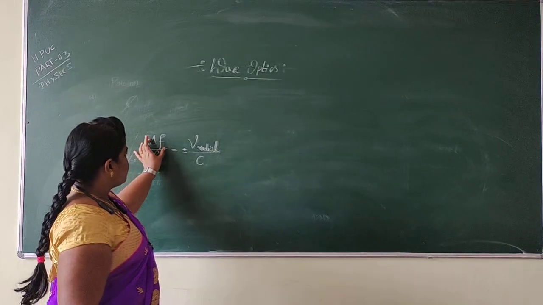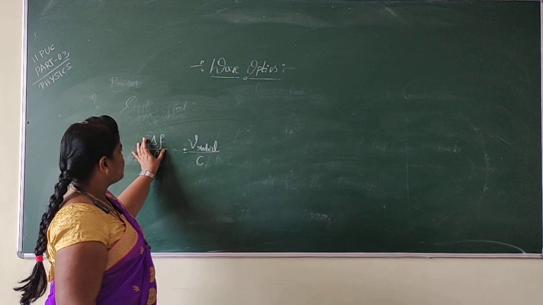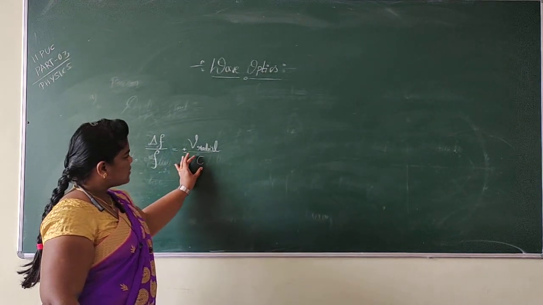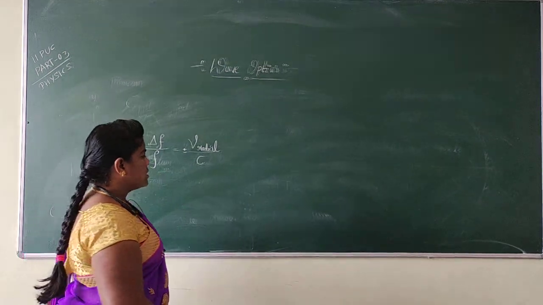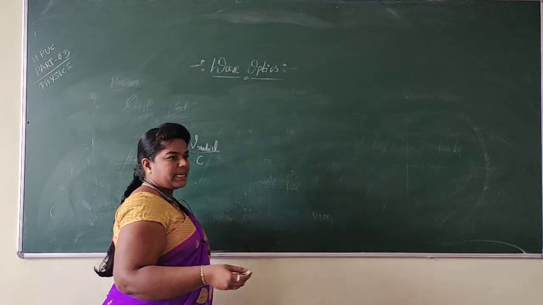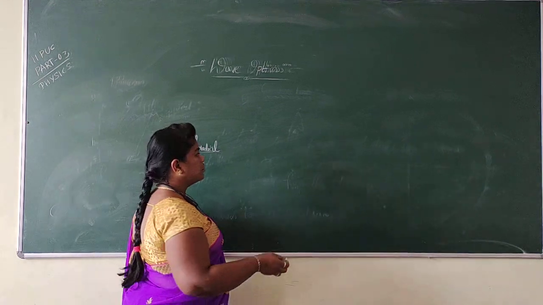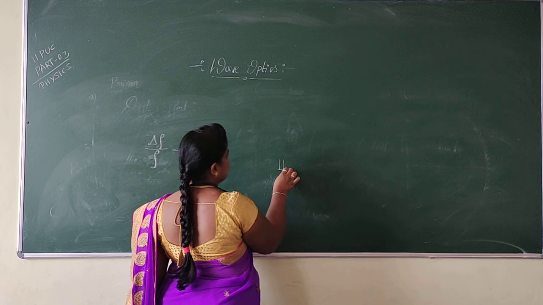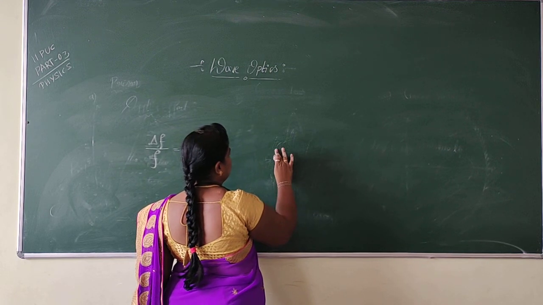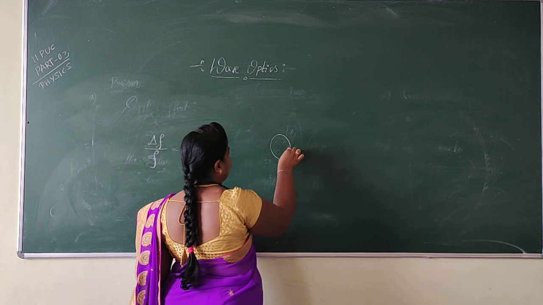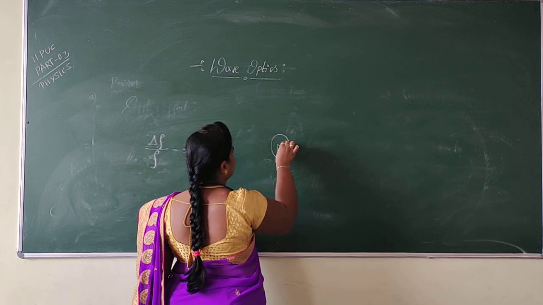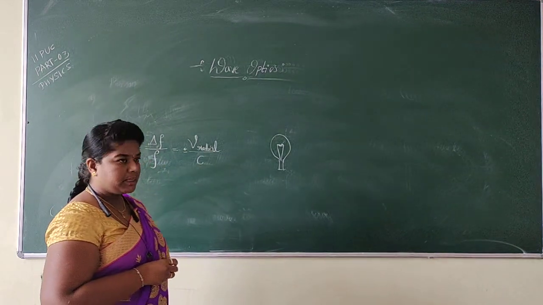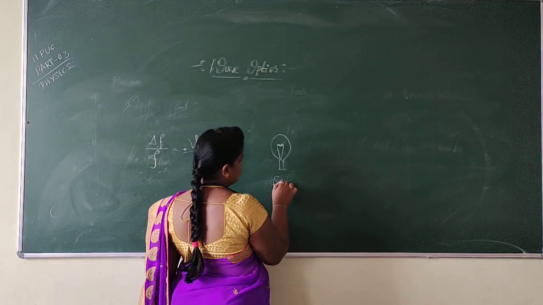See, this is said to be the Doppler shift. This is said to be the actual frequency. This is the velocity of light in air. Then what is v? Otherwise v radial can be said very easily as the velocity of the source. It means, if I just consider this to be the bulb, then this is considered as a source.